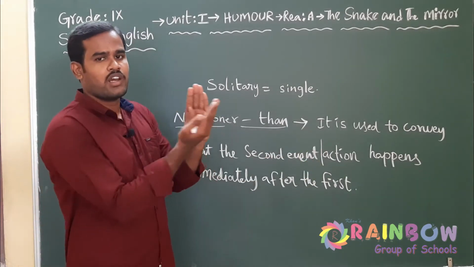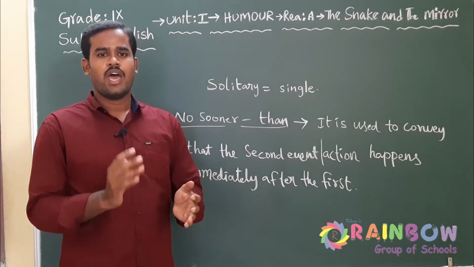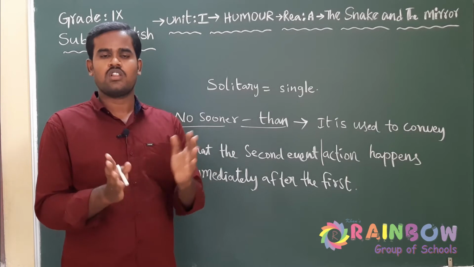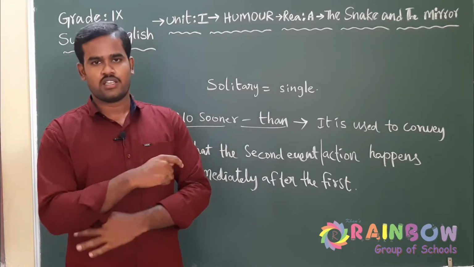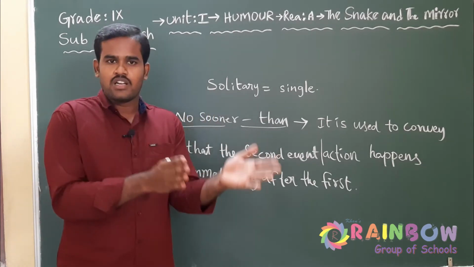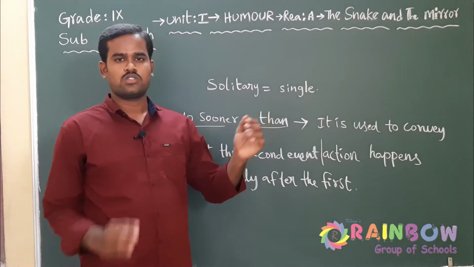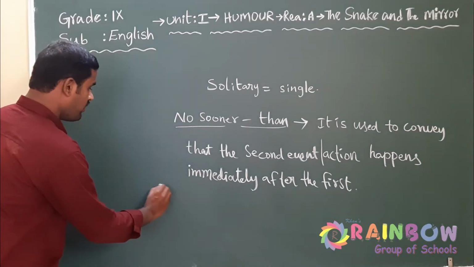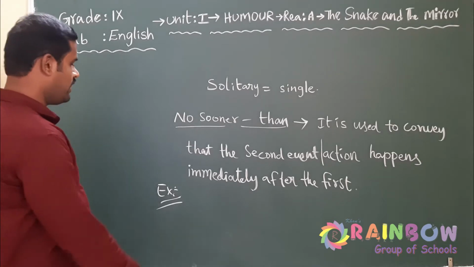The doctor's turning back and the snake's landing at his backside happened immediately after one another. After one another, two actions. One action will immediately be followed by another action. If two actions happened next to next, immediately after the next action, then we use "no sooner than." To understand better, I will tell you one more example so that it will be very clear for you in what case we use "no sooner than."